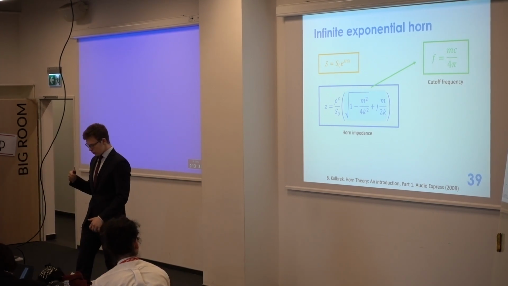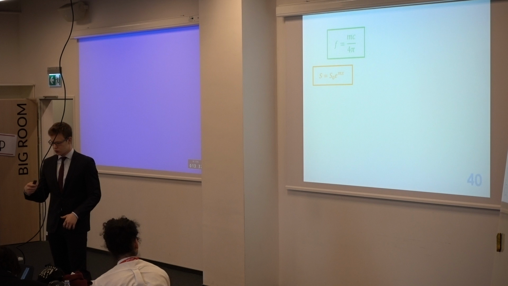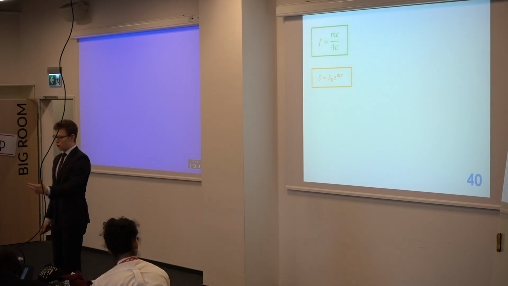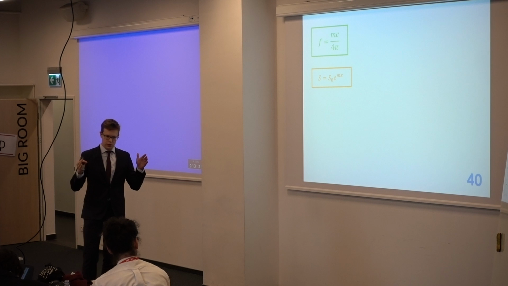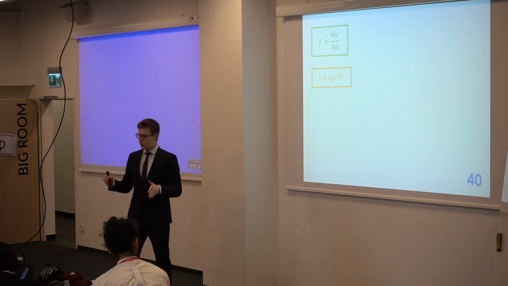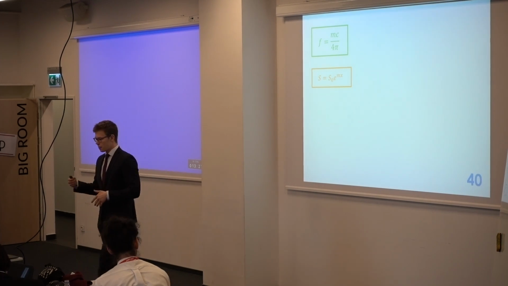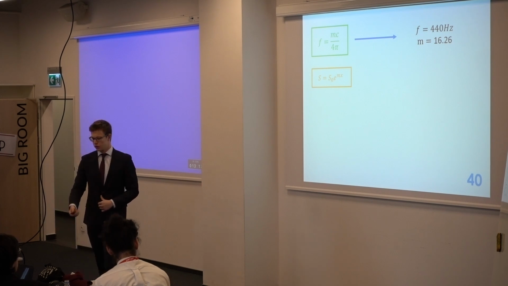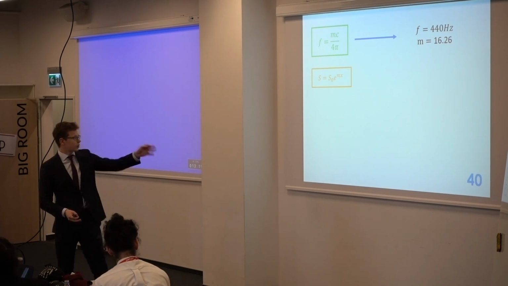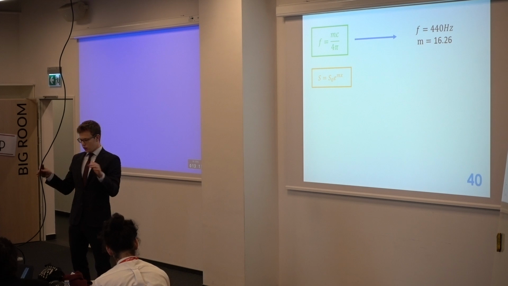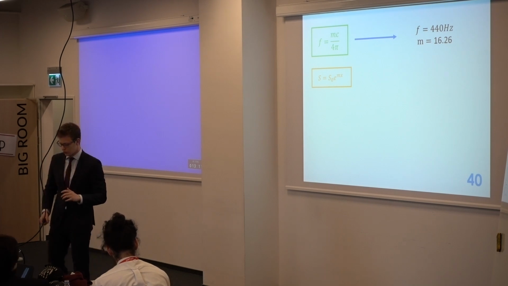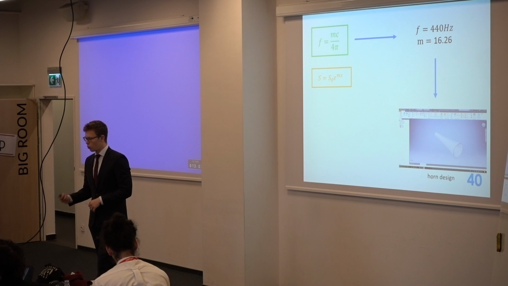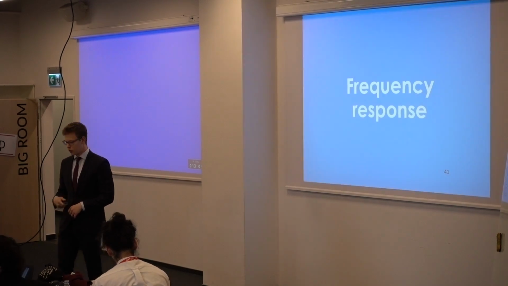Okay, so for doing this, we'll express the frequency for which we want to optimize. At the beginning we said a range, but for this we need one optimal frequency. This will be 440 Hz, and therefore we can get the slope from the equation on the surface of the cross section of the horn. Therefore, we can design our horn, 3D print it, and measure the frequency response.